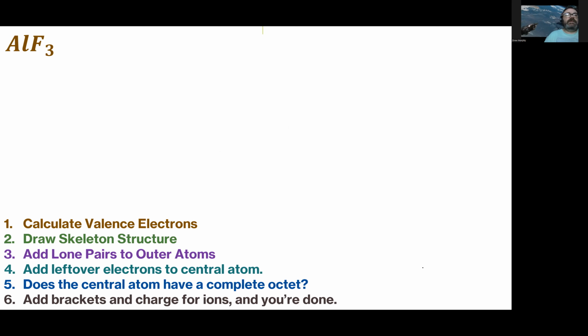All right, let's take a stab at this. Aluminum has 3 valence electrons. We have 3 fluorines, and each fluorine has 7. So that's 21, 24 electrons total. Fluorine is the most electronegative element. It's also never the center. I'm going to try to remember our nevers here. Hydrogen and fluorine are never in the center.